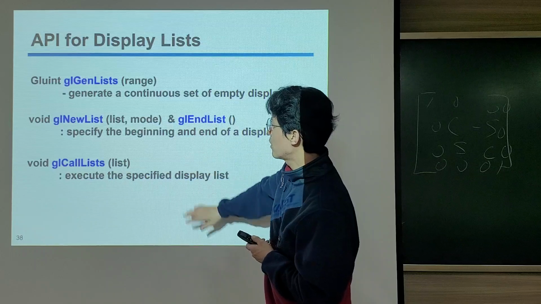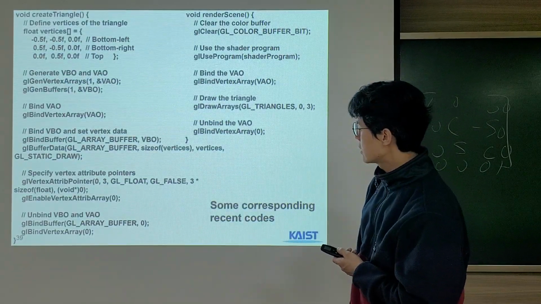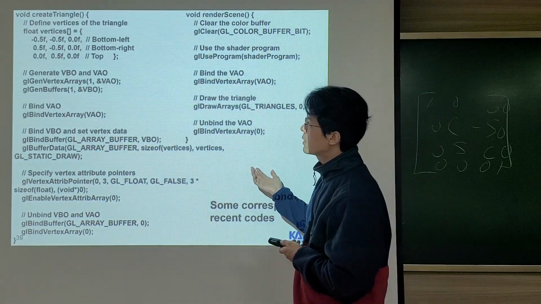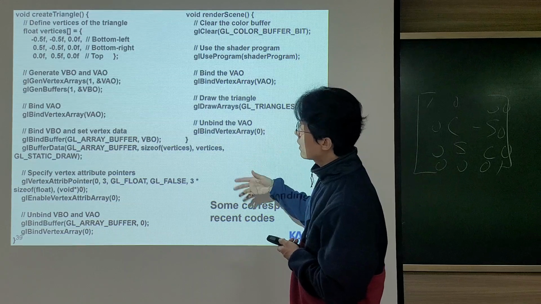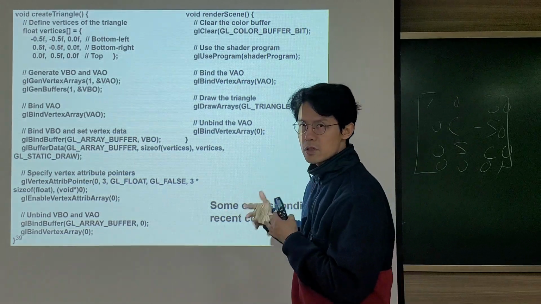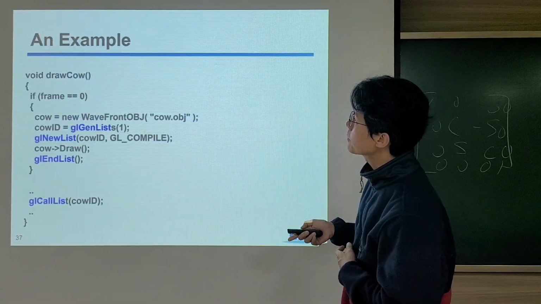Some of the corresponding recent code, instead of this display list, uses the vertex array object, vertex buffer object, and so on. If we do that, it can support much better performance. But it's a little complicated, so that's why I'm using this one.